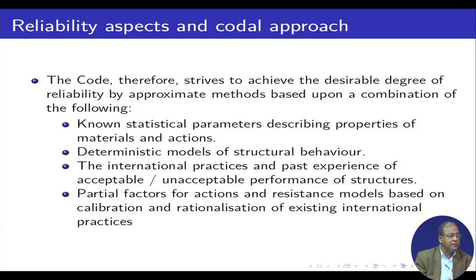The code therefore strives to achieve the desirable degree of reliability by approximate methods based upon a combination of the following. What are those combinations? Known statistical parameters describing properties of materials and actions, deterministic models of structural behavior, the international practices and past experience of acceptable and unacceptable performance of structures, partial factors for actions, resistance, models based on calibration and rationalization of existing international practices. So, this is the one I have taken from IRC 112.